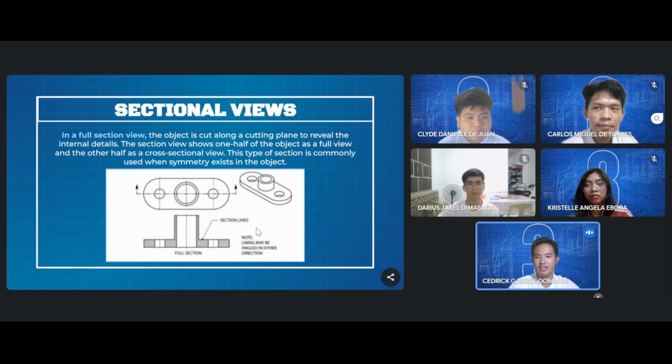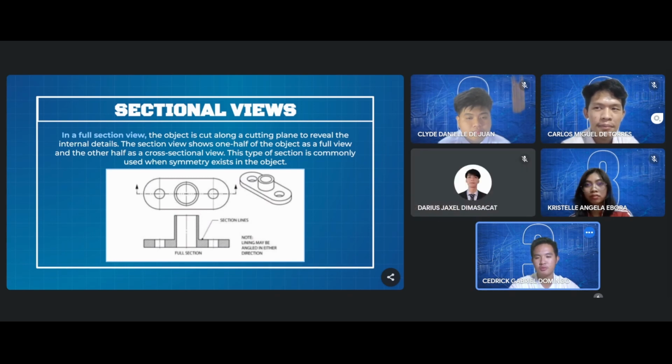Next is the full section view. So the full section view is a cut along the cutting plane to reveal the internal details of the object. The section view shows one half of the object as a full view and the other half as a cross-sectional view. This type of section is commonly used when symmetry exists in the object.